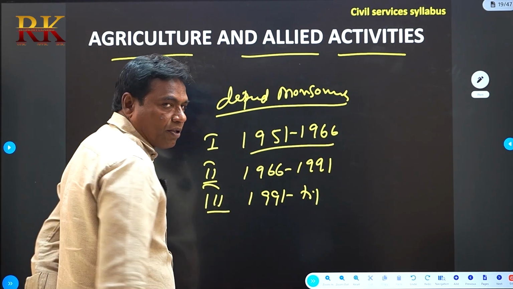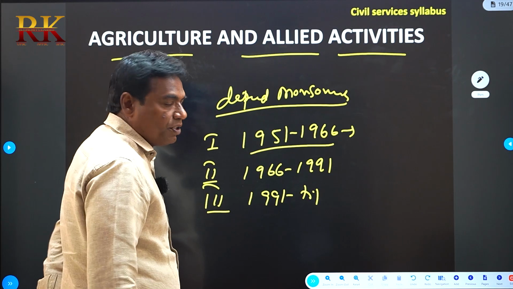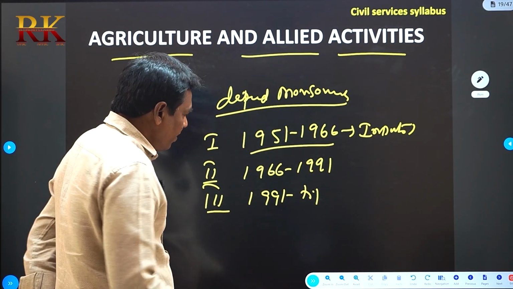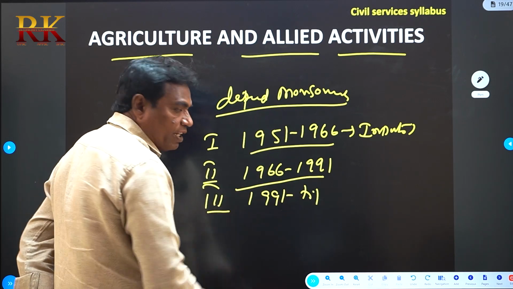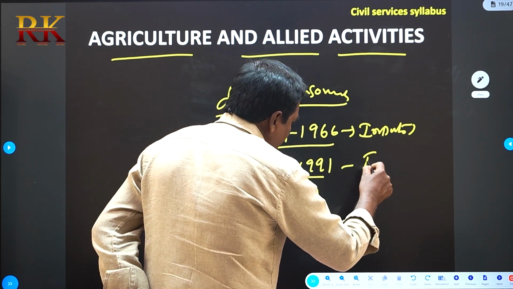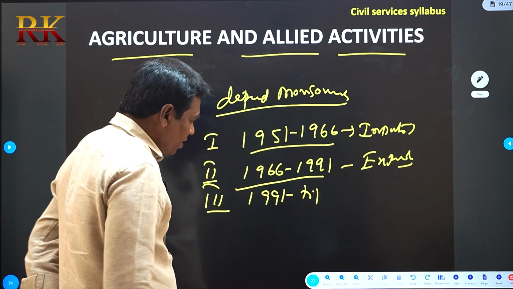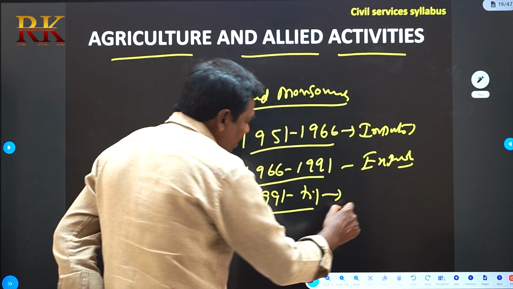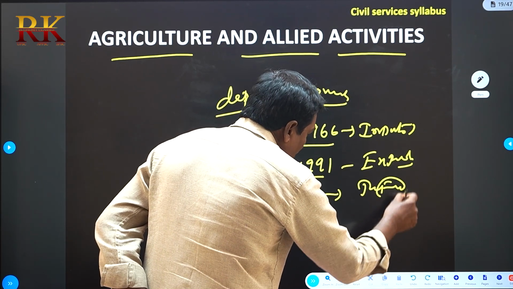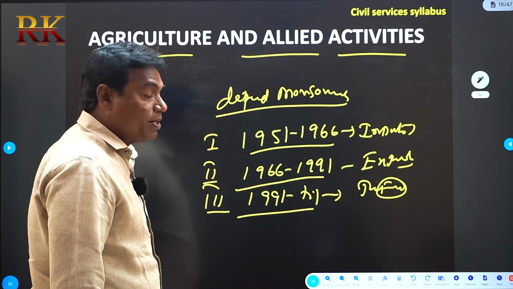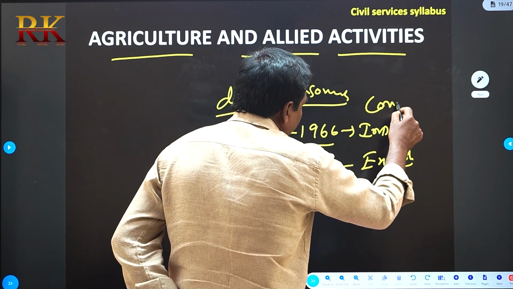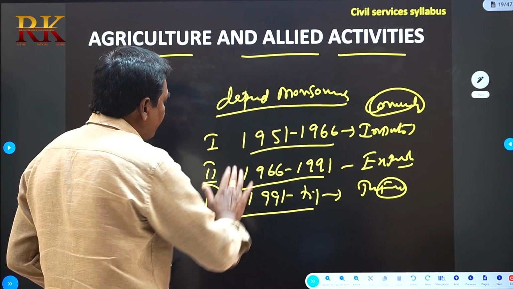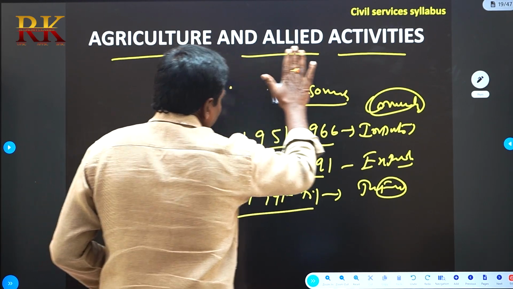From 1951 to 1966, India imported food grains. From 1966 to 1991, India exported them. After 1991, the focus is not on food grains; now commercial crops are important. That is the phase of the Indian economic system. In agriculture, these three phases are very important.